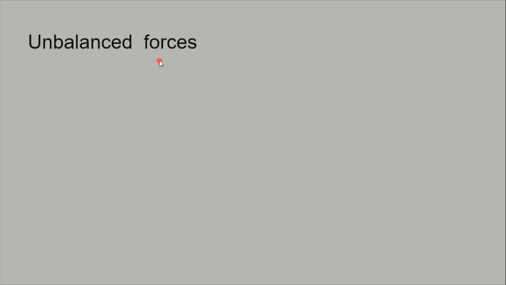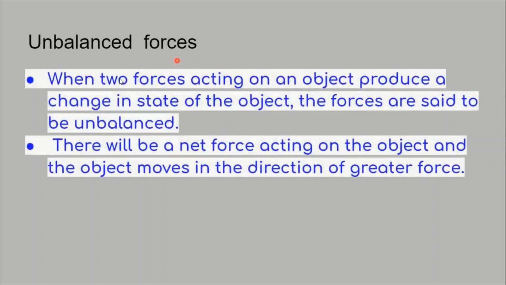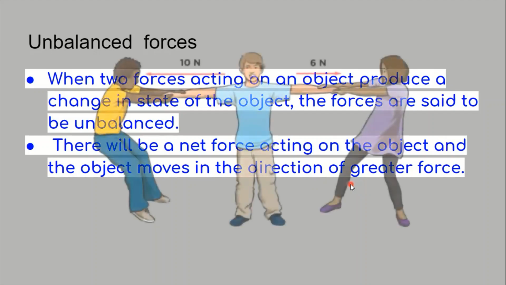Now let's see what are unbalanced forces. When two forces acting on an object produce a change in the state of the object, the forces are said to be unbalanced. There will be a net force acting on the object and the object moves in the direction of the greater force. So let's have an example here.